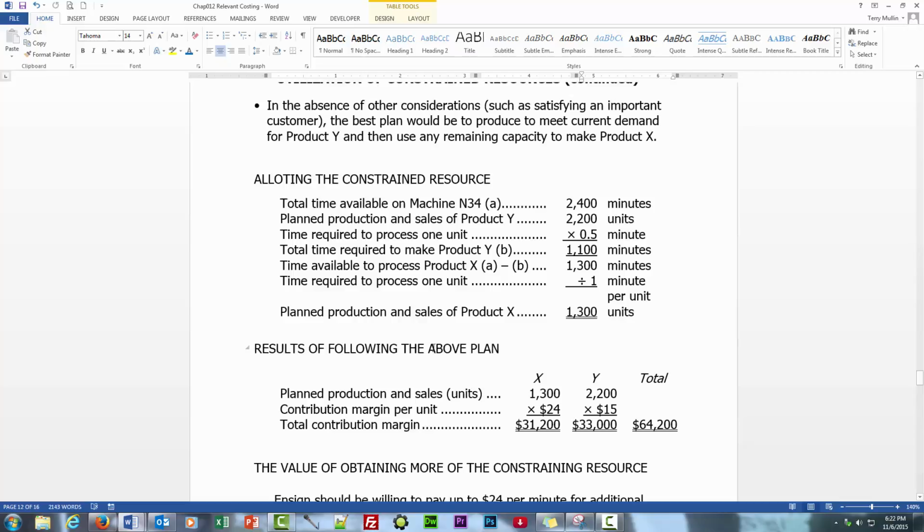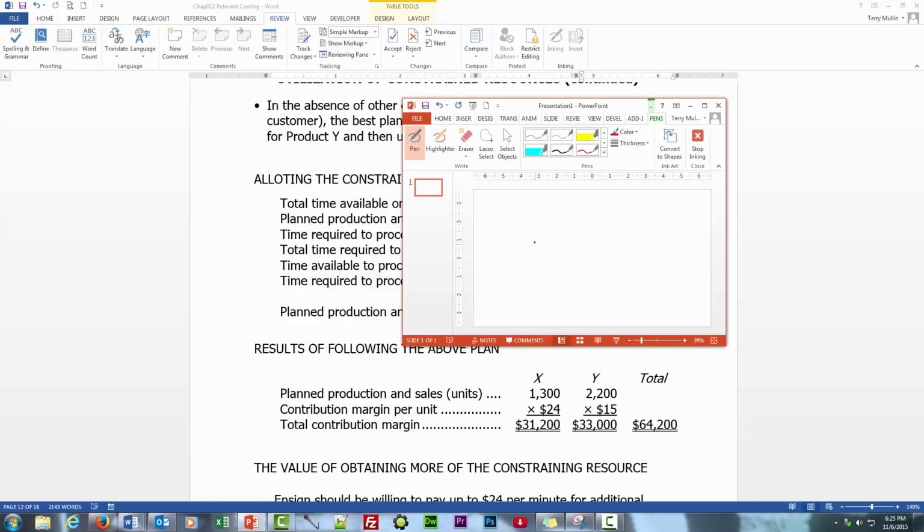And I'm going to try and do some inking here, and I'm not sure whether or not I can do it. I may have to try something different, so give me a second here. Alright, this is going to be a little bit funky, but this is the only way I can do it because I can't get the inking to work in Word. So I brought up PowerPoint, and now I can do some inking and show you.